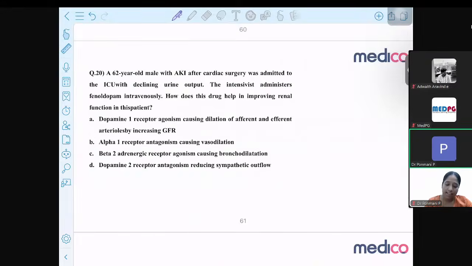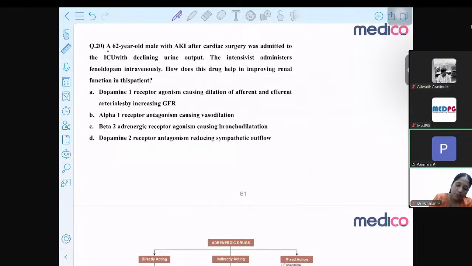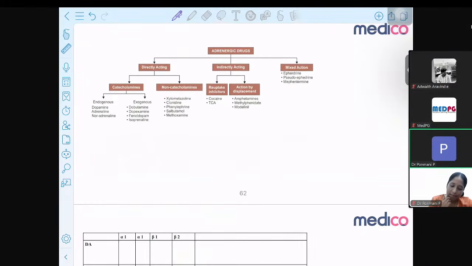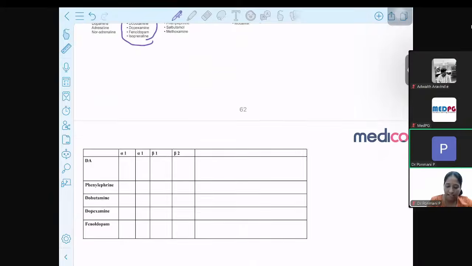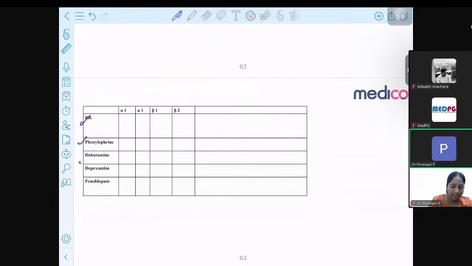Okay. So now let us move to the next question. A 62-year-old with AKI was admitted with declining urine output. So the intern is giving fenoldopam IV. So they are asking, how does this fenoldopam improve the renal function in this patient? So if you see, fenoldopam comes under the exogenous catecholamines, which are directly acting. Among the exogenous group, you have a list of drugs, which is dopamine, phenylephrine, dobutamine, dopexamine, and fenoldopam.